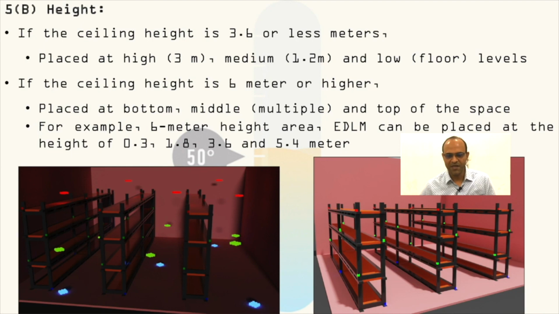Now for example, here if you see, there are two important aspects which are showing the grid positioning of the EDLMs. This is for the floor, this is for the middle and this is for the height. These are the storage racks where the products are to be placed. In case of higher heights, you can have them at 1.3, 1.8, 3.6 and so on. These colored textures are showing the position of the EDLMs.